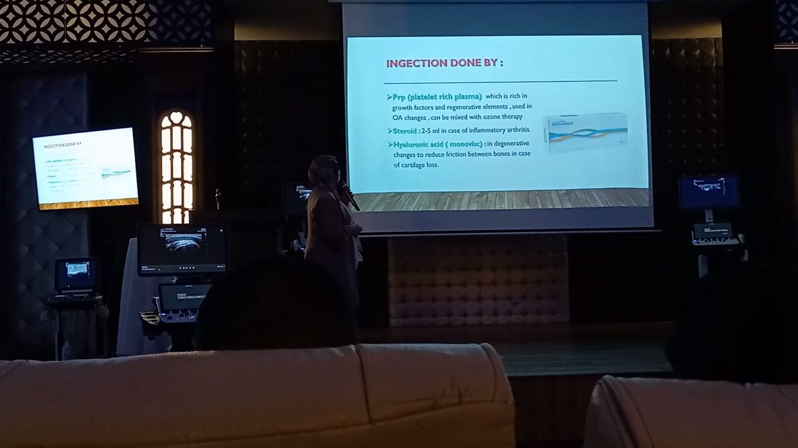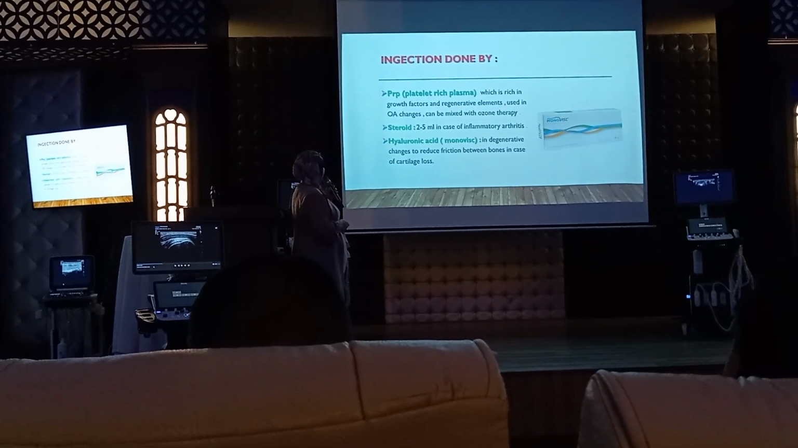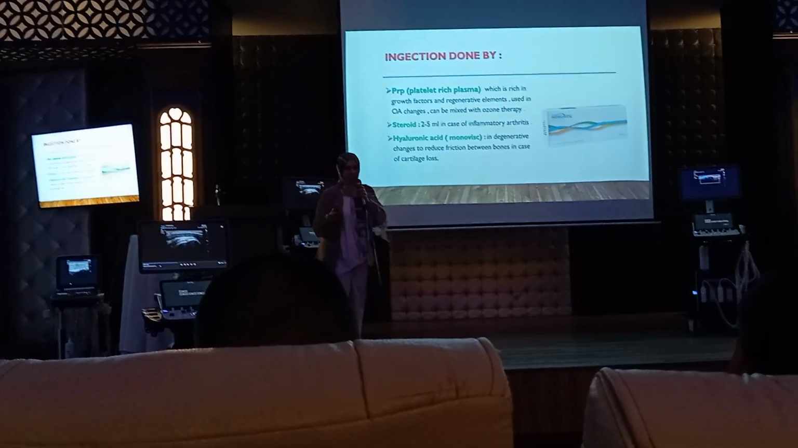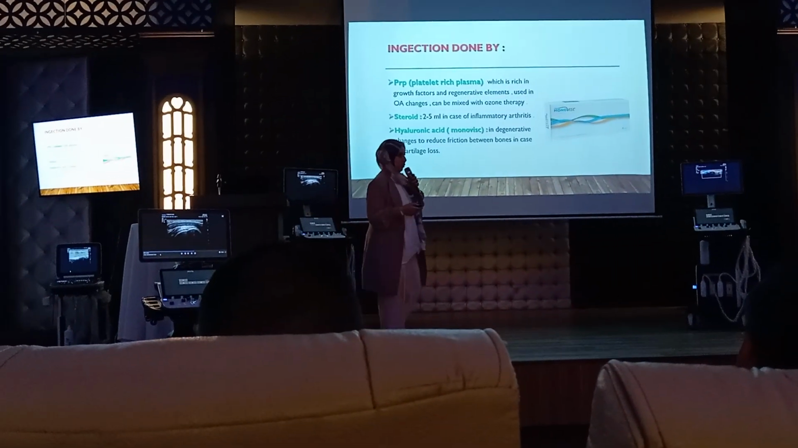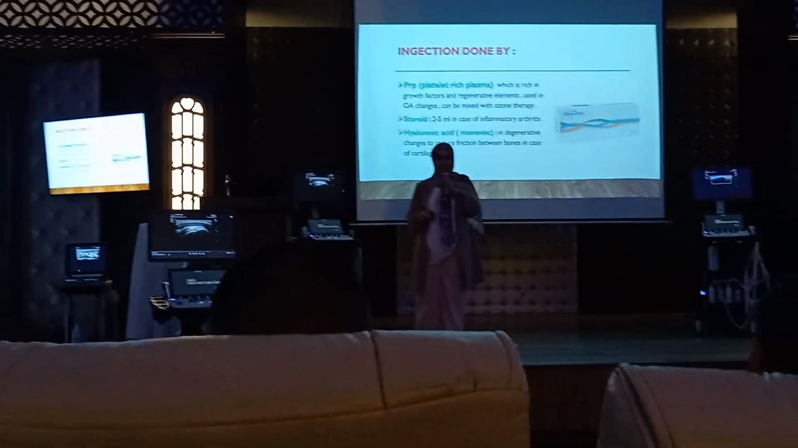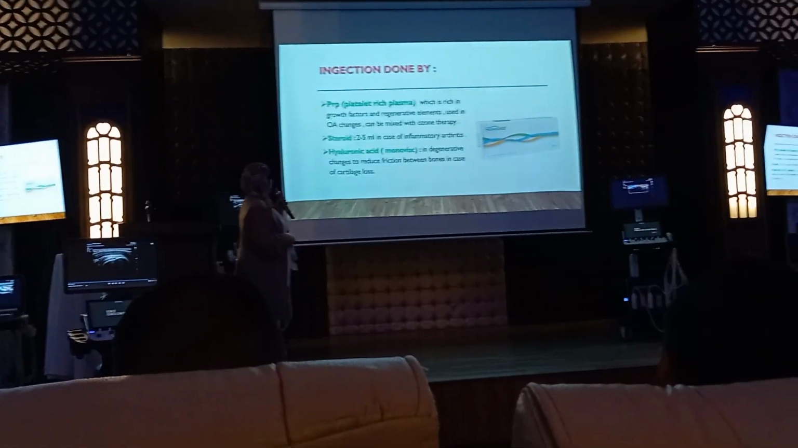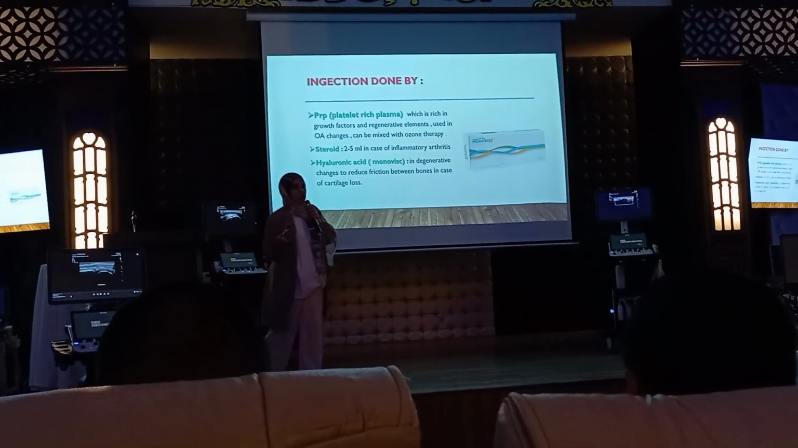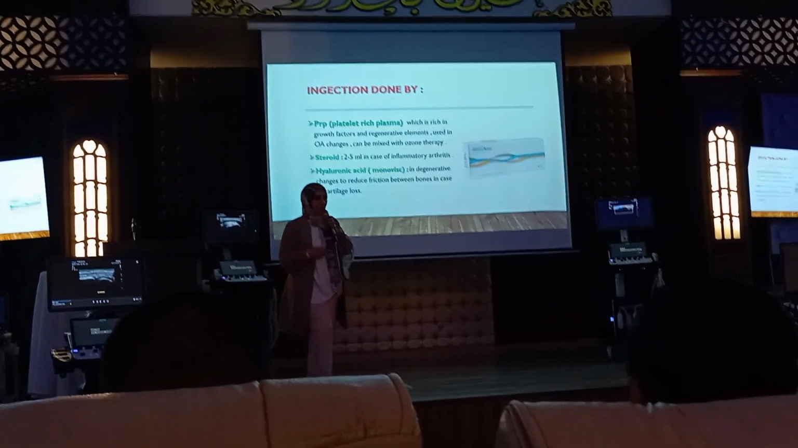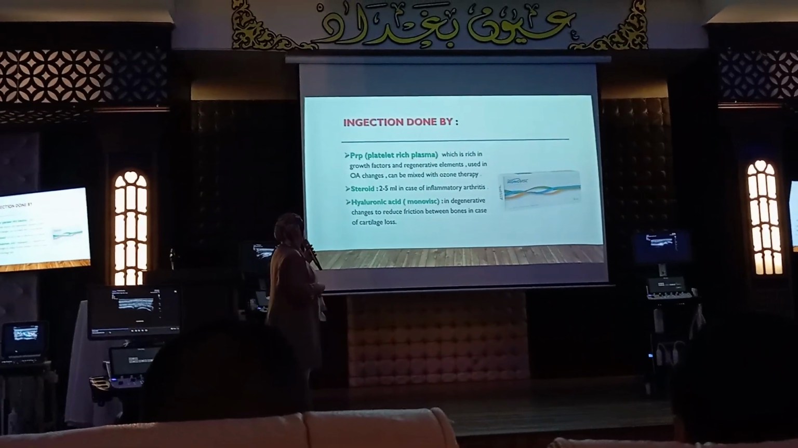So injection can be done with platelet-rich plasma because it contains growth factors and regenerative elements, and can be used in OA changes, even rheumatoid arthritis, any inflammation. You can put it because it contains regenerative factors and also some anti-inflammatory components. And also steroid, give 2 to 5 ml, but avoid injection of steroid within the muscle because it can cause muscle rupture. And hyaluronic acid.